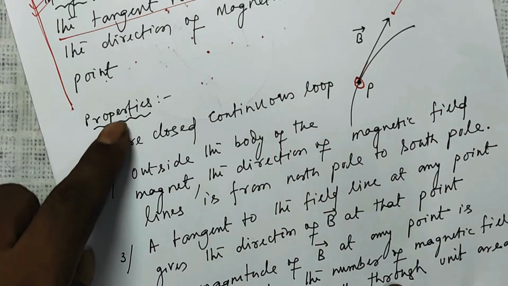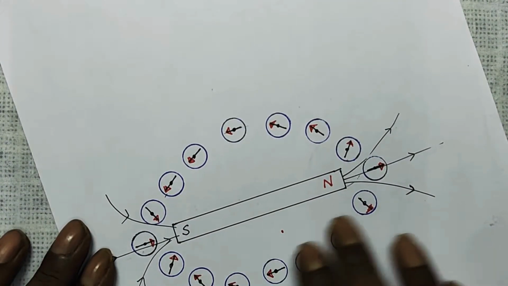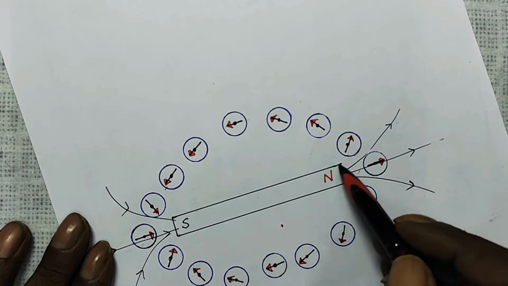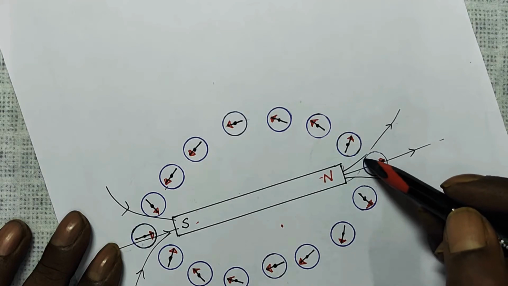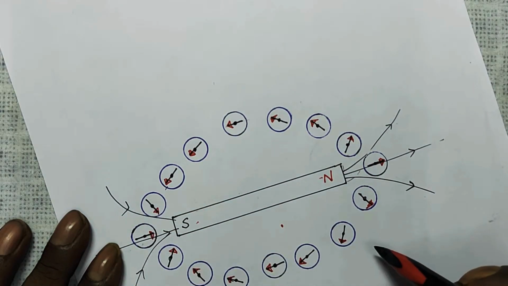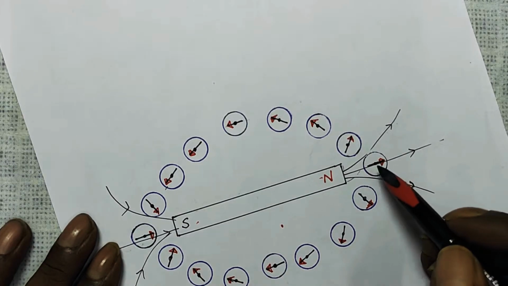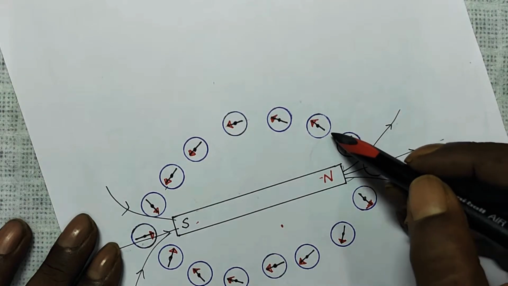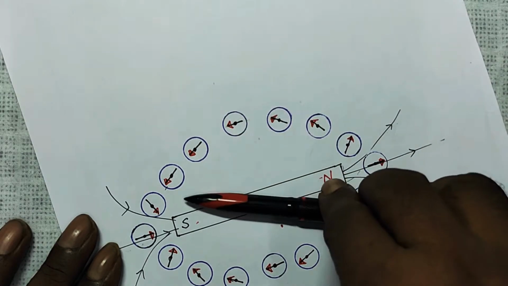Then I will come back to the properties of magnetic field lines. For that, what do you do? On a piece of paper, you take a bar magnet, north-south, and keep it on it. Now, these circular ones, each one is a small magnetic compass. It has a magnetic needle in it, which is capable of rotating in a horizontal plane, either like this or like this.